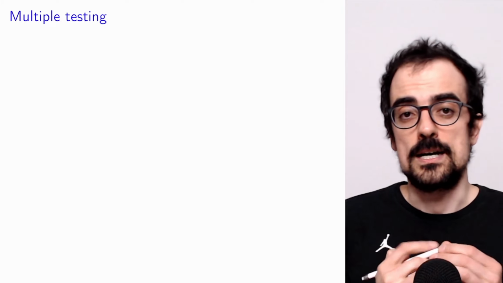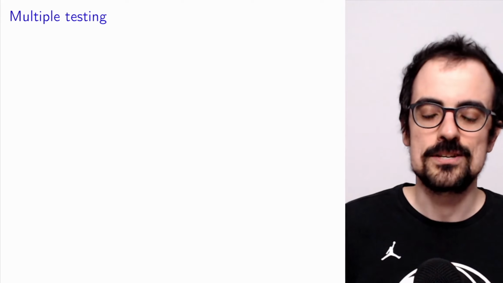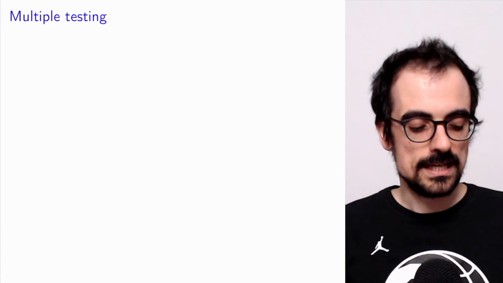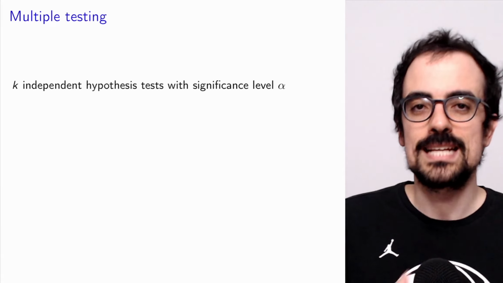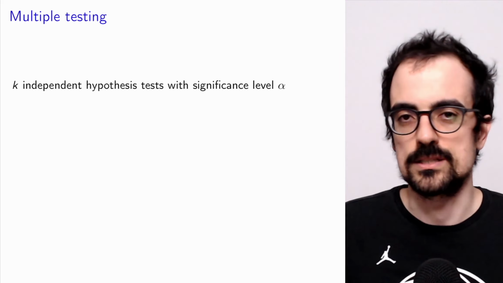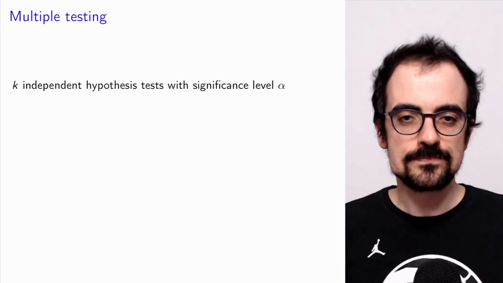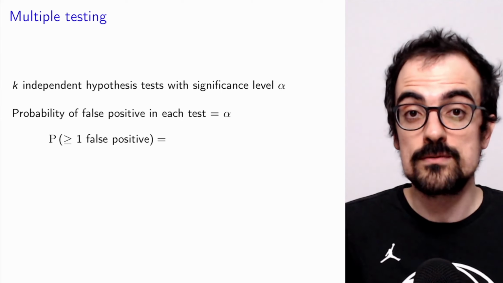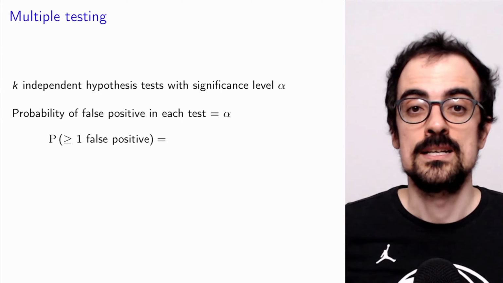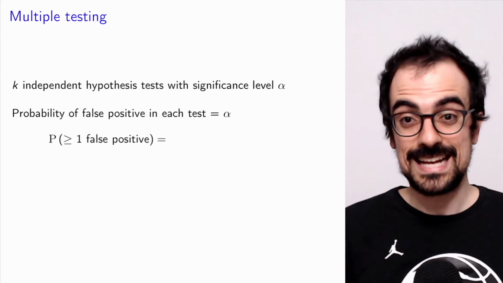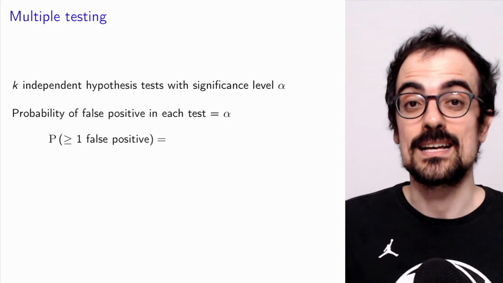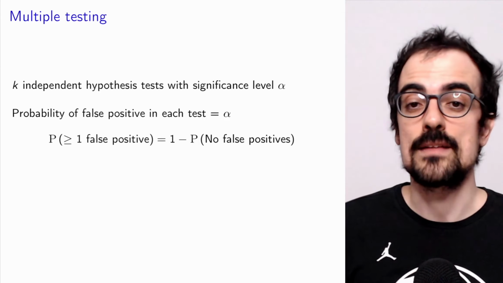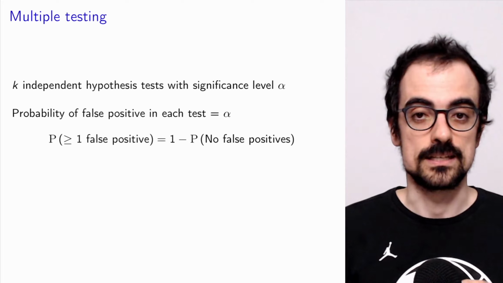All of this, like publication bias, is problematic due to the multiple testing phenomenon. In the multiple testing phenomenon, we carry out k independent hypothesis tests with a certain significance level. And if we look at the probability that there's at least one false positive among these k tests, that's equal to 1 minus the probability that there are no false positives in any of the tests.